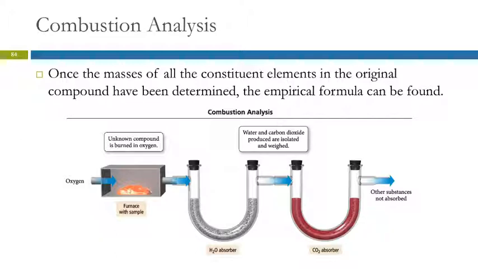So before you start this, you weigh the tubes. Afterwards, all of the water that came through here gets stuck in this absorber. So the tube weighs more. So we can figure out what mass of water came off of that. All of the carbon dioxide gets stuck here. Everything else would go through.